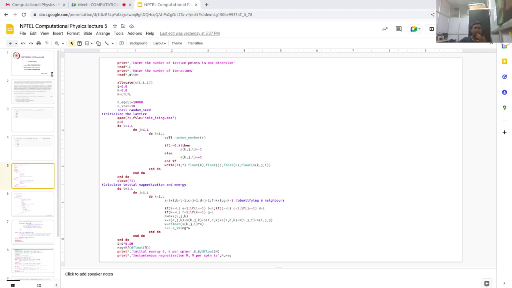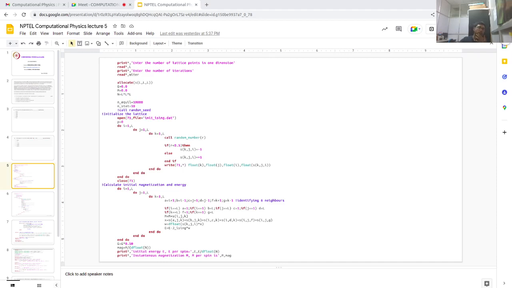And then I am assigning 0 values to all of my quantities. What are they? Average M, average E, these are the average magnetization and average energy, and then average M underscore N, average E underscore N, that means it's per spin, and then average M2, average E2, that means M squared average and E squared average.